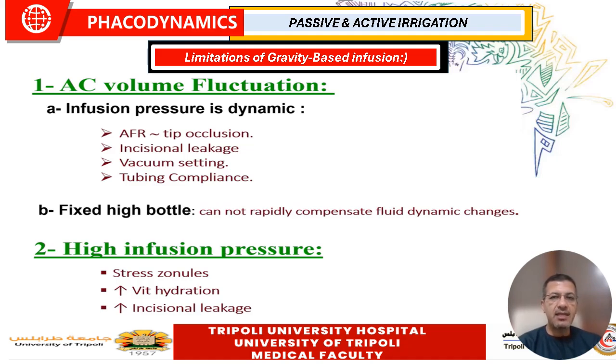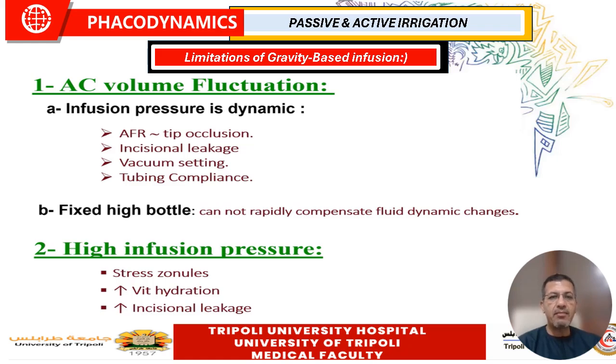And as I said, some doctors keep the bottle at a very high level to maintain a very high pressure, and this may maintain a stable anterior chamber to some extent, but this is not useful in many aspects. It exerts stress on the zonules, and it might lead to leakage to the vitreous and cause vitreous hydration. It will also increase the leakage from the wound and from the incision.